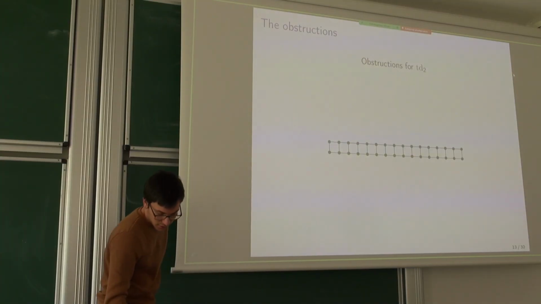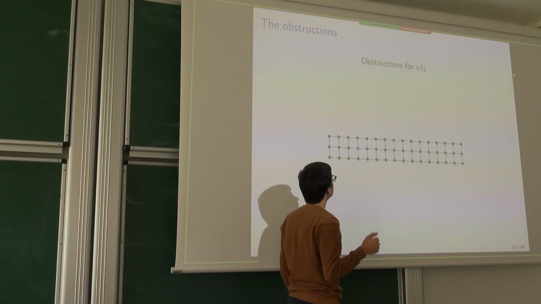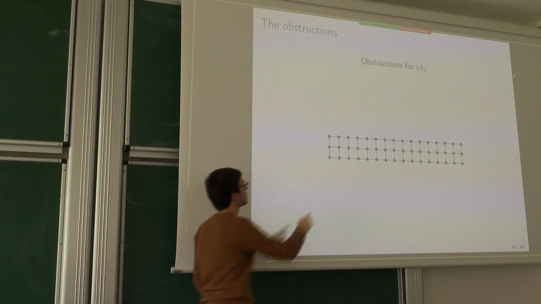But now you can go further. You can look at the obstruction for 3-treedepth. So again, there is only one tree on 3 vertices, that's the path on 3 vertices.